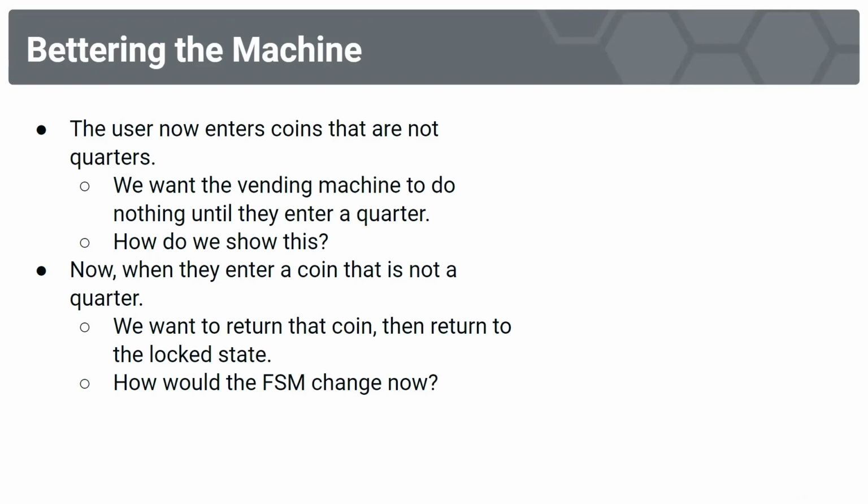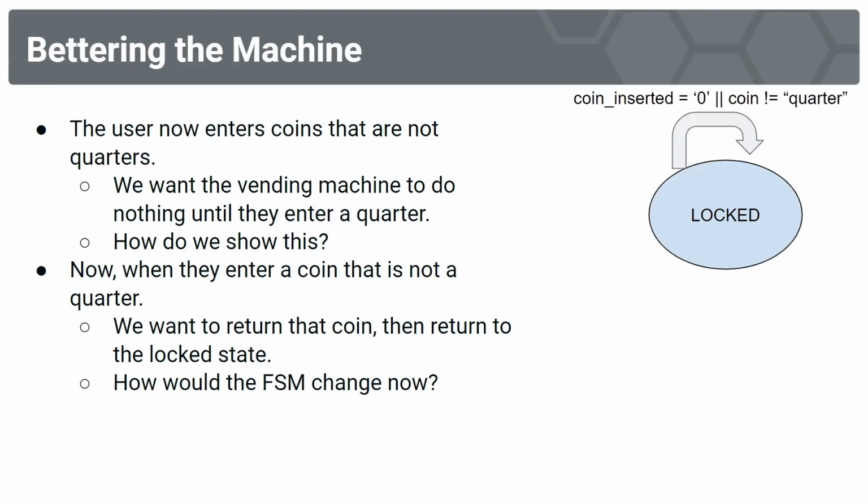So we can account for this by having a simple transition that'll transition back to the original state that it's at. It'll just loop back to its original state. So here we can see if coin inserted is equal to 0, or these two lines represent an or, the coin is not equal to a quarter. Exclamation mark and equal sign means not equal to. Thus, if no coin is inserted or the coin is not a quarter, then the machine will remain locked. It'll just loop back to the locked state.